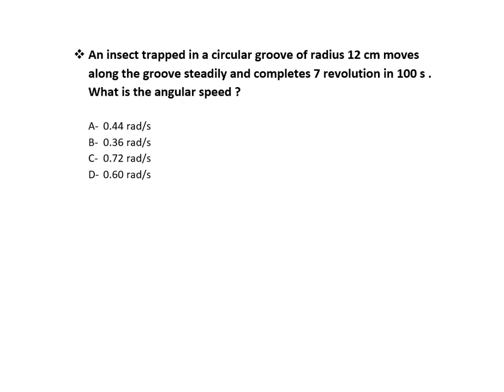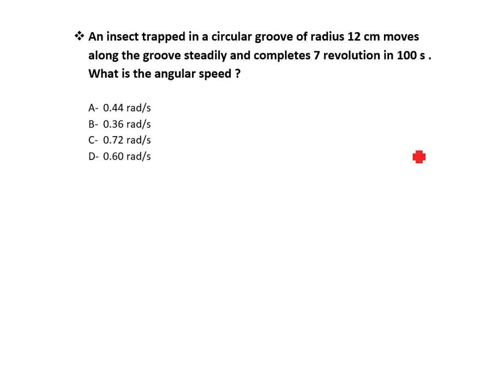So next question, question number 3. An insect trapped in a circular groove of radius 12 centimeter moves along the groove steadily and completes 7 revolutions in 100 seconds. So 7 revolutions in 100 seconds, it means its frequency f will become 7 by 100 revolution per second.